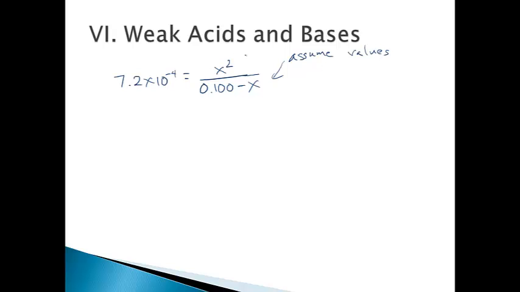Okay, and then you solve for the x squared on top. Okay, now, how do you do this, and why can we do this? Well, remember, this is the amount that breaks up. So we're assuming x is small, which is why this will actually work. If x were not small, this wouldn't give you a value.